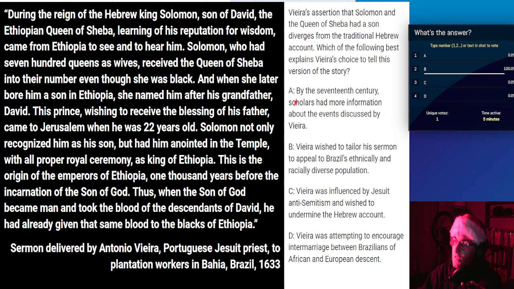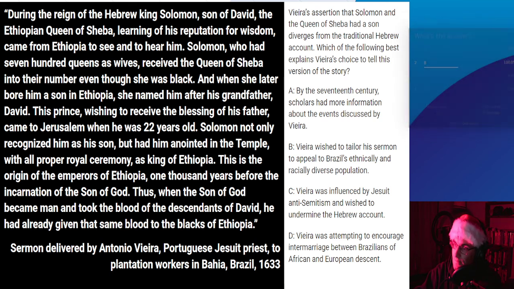So here's the second question, which is essentially why. Why is he telling the story the way he's telling the story, right? So the question tells us here that this story is different from the Hebrew version. That's the version that Jewish people might tell. And so if it's different, right, why might that be?